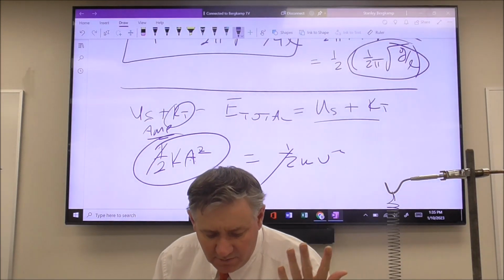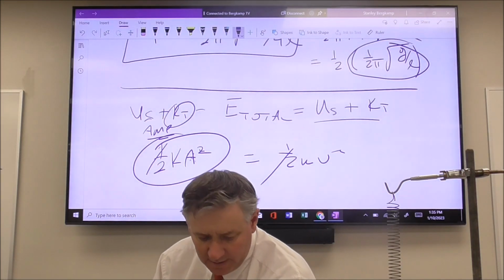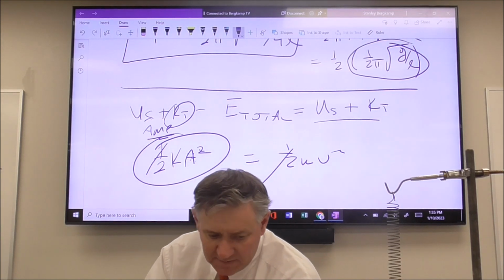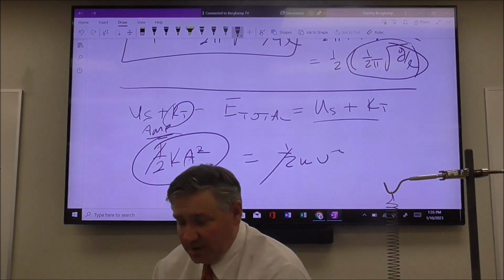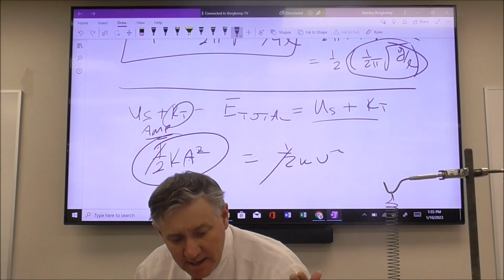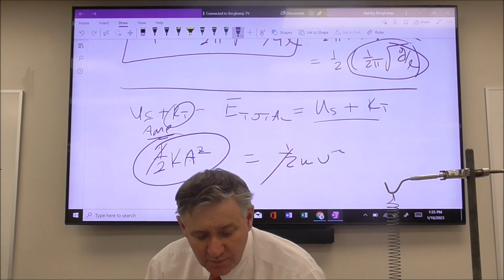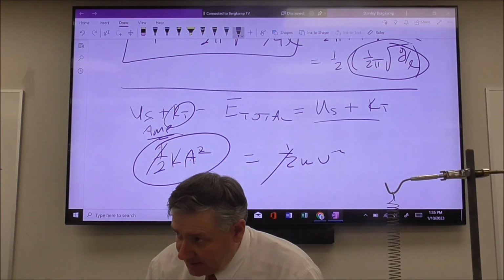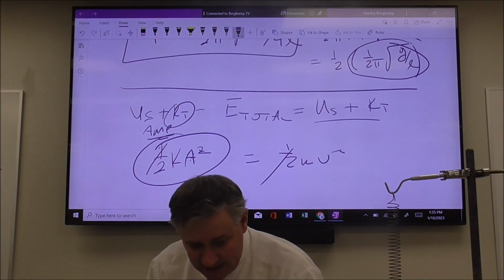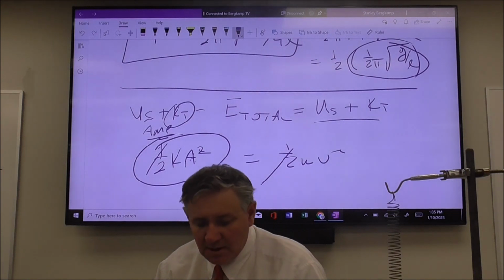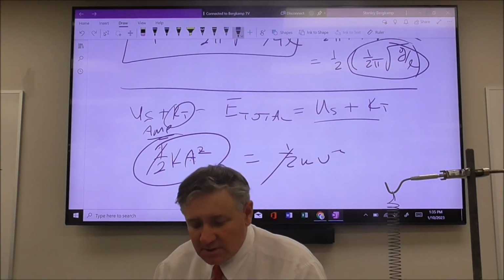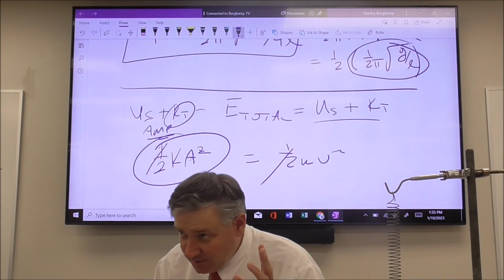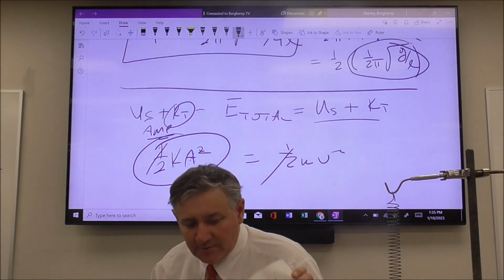When you get to number 3, what's the difference between 1 and 3? 1 is a pendulum. 3 is a spring. But it's the exact same idea. So go through and see what's underneath the radical. Let me give you a hint: look at what's happening underneath the radical.